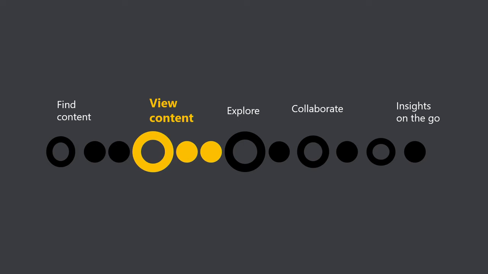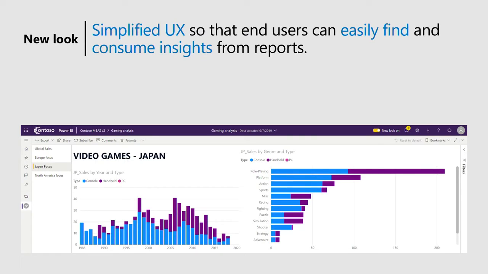So we saw so far how users can quickly find content. And now that they've found the content, the next most important thing that they like to do is view the content. When it comes to Power BI, content is king or queen. That's the most important value that consumers get out of Power BI. And to simplify that, we're doing a couple of things.